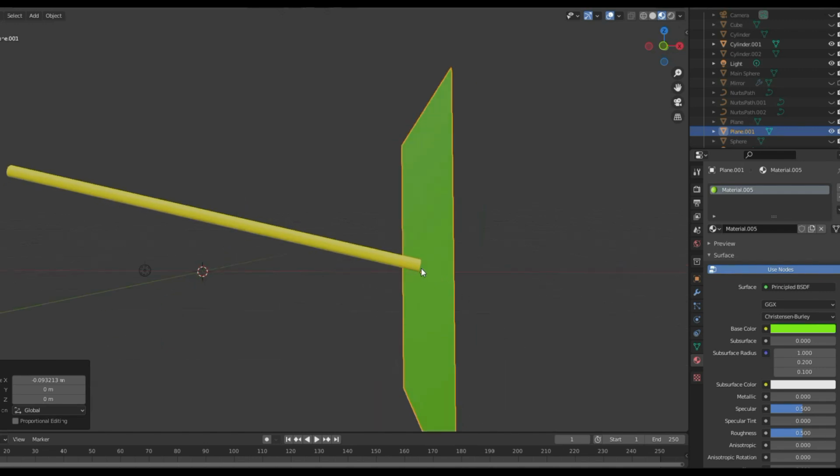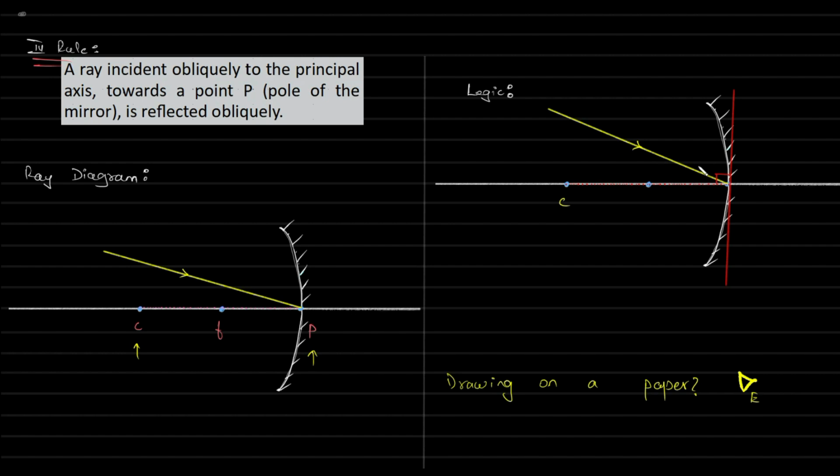Simple. This is basically your normal. This will act like your normal. So this is your what? Angle of incidence. So with respect to this, if I draw a reflecting ray, the reflected angle has to be measured with respect to this very line. So basically, your principal axis acts like a normal. With that being the normal, angle of incidence is equal to angle of reflection. As simple as that. Make sense?